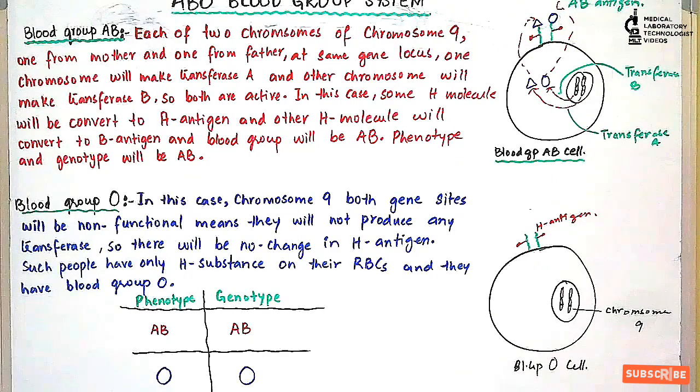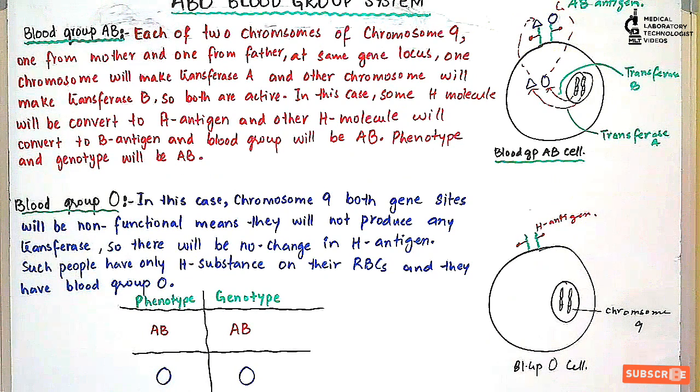Now in blood group AB people, what will happen is that each of the two chromosomes 9, one from the mother and one from the father, at the same gene locus, one chromosome will make transferase A, either from the mother's side or the father's side, and the other chromosome will make transferase B. For example, the chromosome from the mother will make transferase A, and the chromosome from the father will make transferase B. So in this condition, both chromosomes have functional genes, but one gene is making transferase A and one gene is making transferase B.